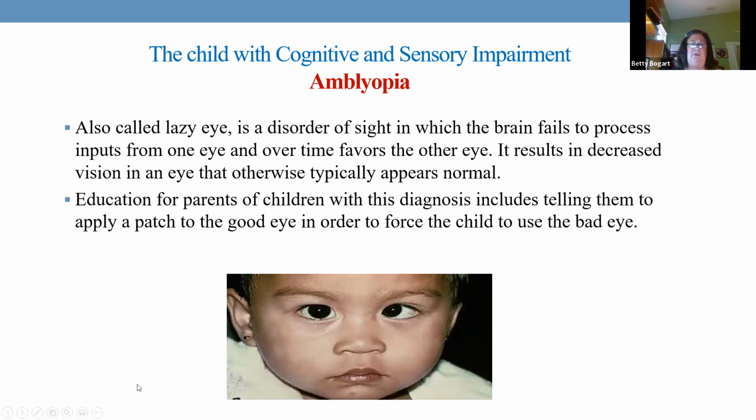So what do we do? How do we treat this? Well, the only thing we need to do is strengthen those muscles in the bad eye. So we have to make that bad eye work. So put a patch over the good eye and let that bad eye do its own work.